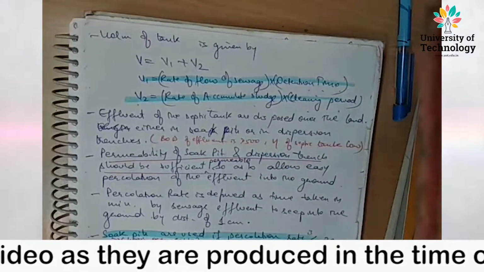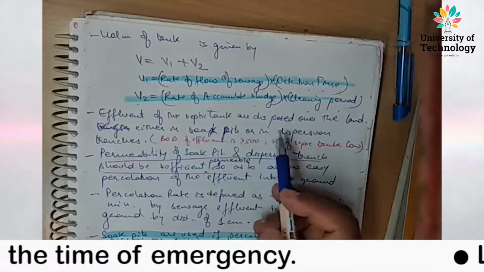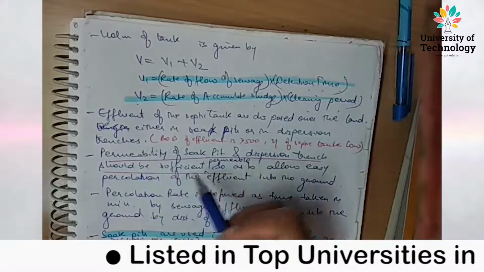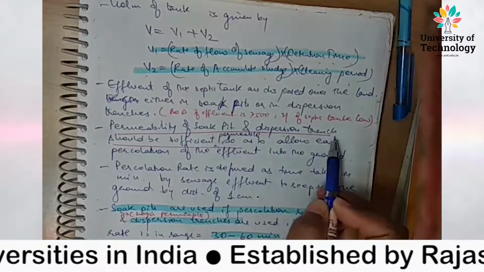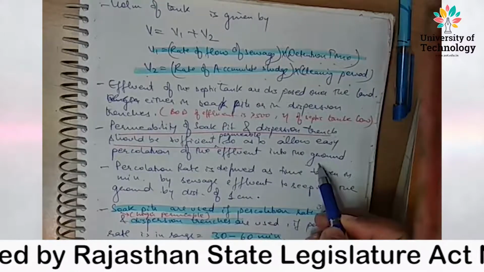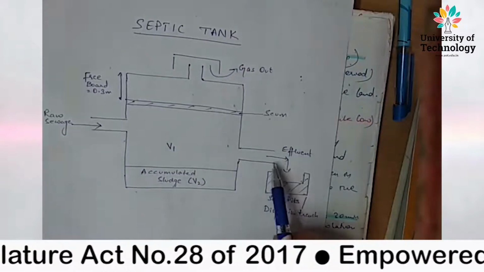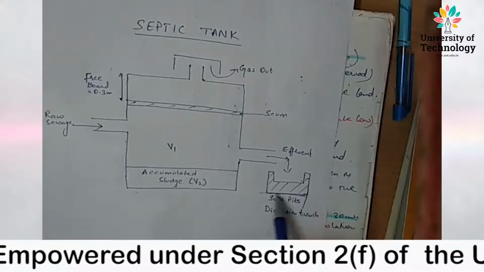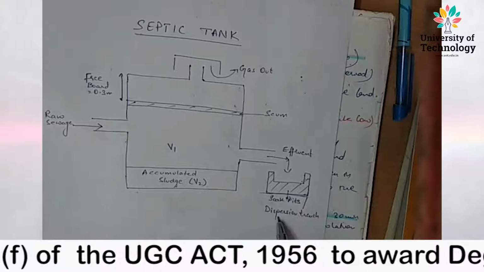Okay. So some more points regarding septic tank. Here, effluent of the septic tank is disposed over the land either in soak pits or in dispersion trenches. Permeability of soak pits and dispersion trench should be sufficient so as to allow easy percolation of the effluent into the ground. These construction structures have some permeability so that effluent will go into the ground.